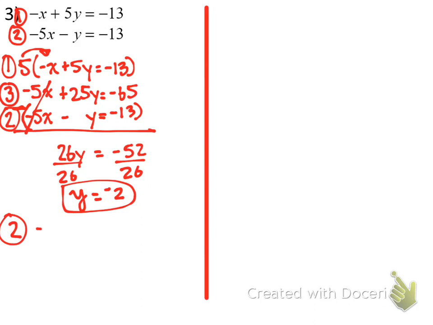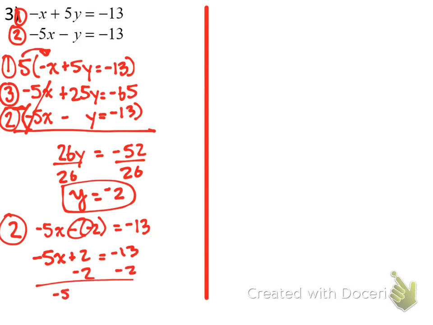So negative 5x minus y. Our y in this case is negative 2, so it's minus a negative 2 is equal to negative 13. Right? Yep. Here you go. Please solve for x now. So we got negative 5x. Negative and negative becomes positive 2, which is equal to negative 13. Subtract 2 from both sides. We got negative 5x is equal to negative 15.